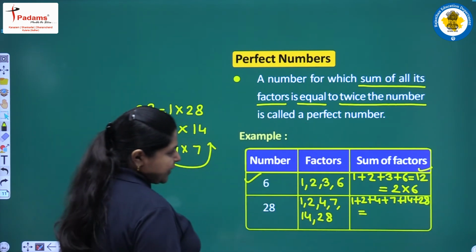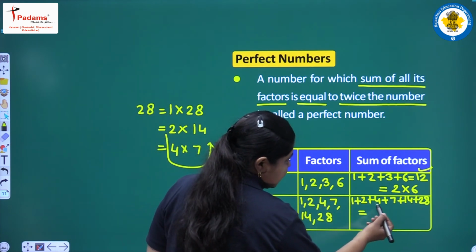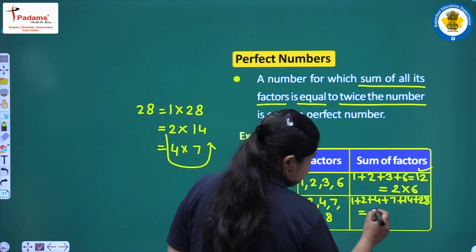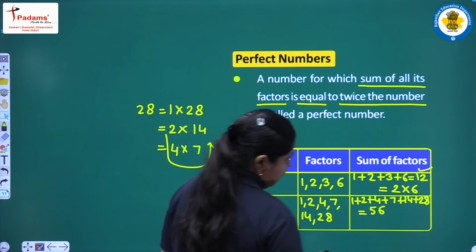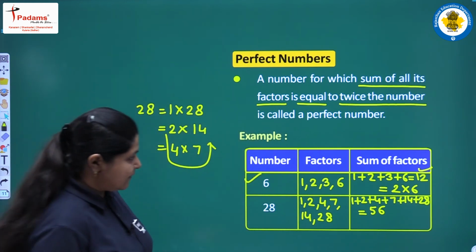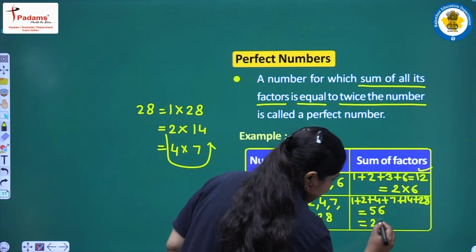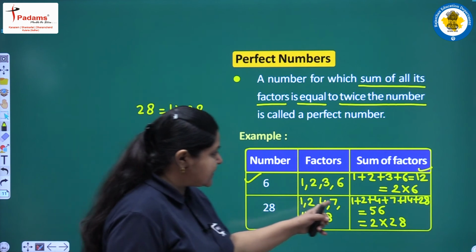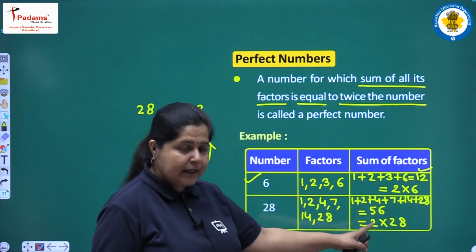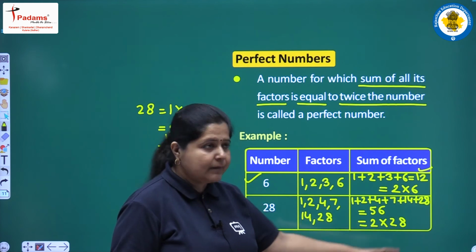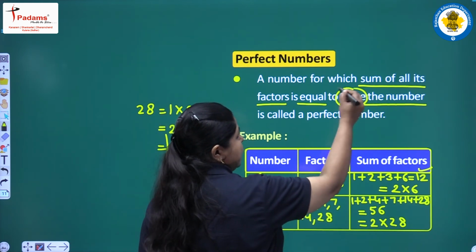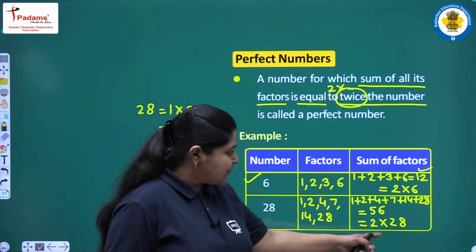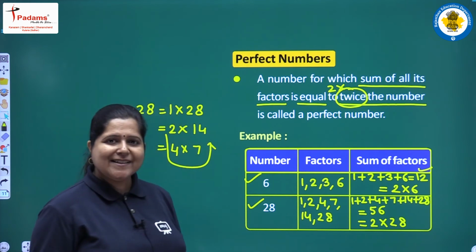Add these numbers, what you get? 3 and 7 is 10, 14, it's 10 and 24, 28 and 28 it's 56. And if we multiply 2 and 28, we get the same number 56. So we find that the sum of the factors is equal to 2 times the given number, or twice the number. By twice we mean 2 multiplied by that number. So that's why this 28 is again a perfect number.